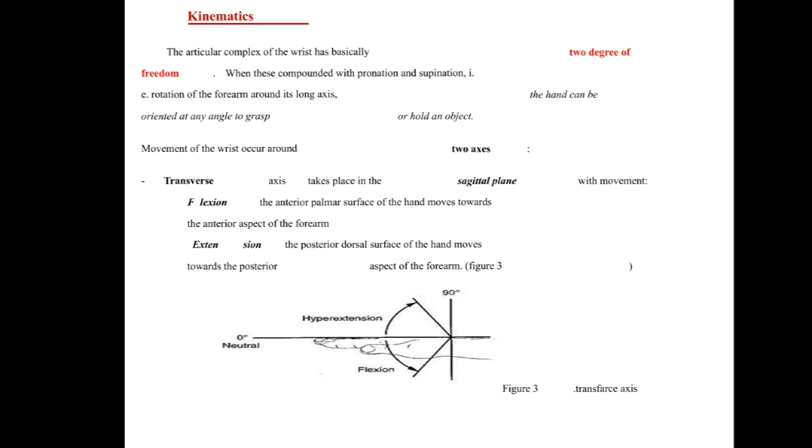Movement of the wrist occurs around two axes, in the transverse or sagittal plane. In the transverse axis, during flexion, the anterior palmar surface of the hand moves toward the anterior aspect of the forearm, and during extension, the posterior dorsal surface of the hand moves toward the posterior aspect of the forearm, as shown in this figure.